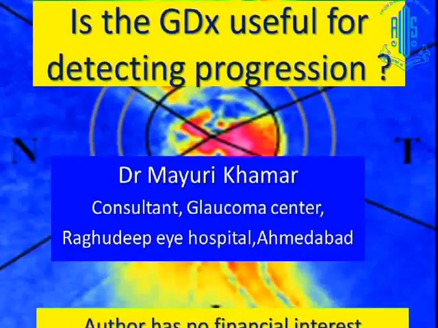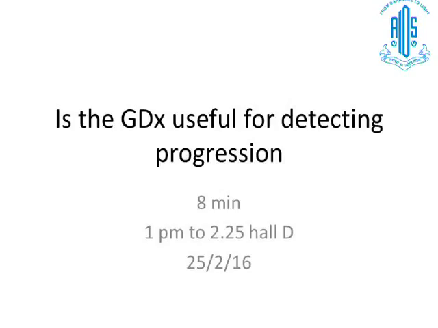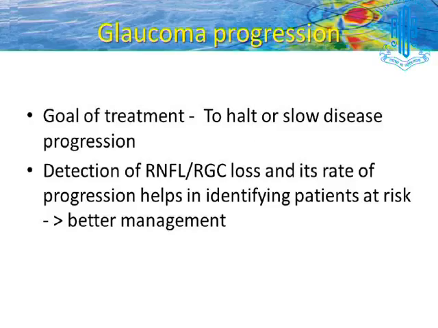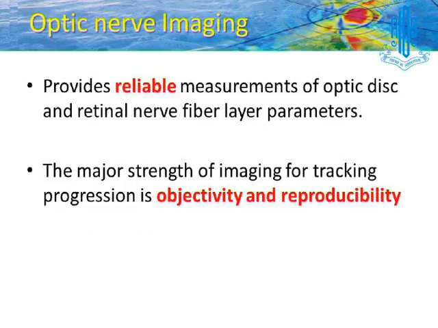GDx can be used for detecting the progression. As everyone has said, the goal of the treatment of glaucoma is to halt or slow the disease progression, and by detecting the RNFL loss or RGC loss and its rate of progression, we help find out who is at risk early, and better management can be done. The imaging provides reliable measurement of optic nerve head as well as RNFL parameters, but the most important major strength of imaging is its reproducibility and objectivity.